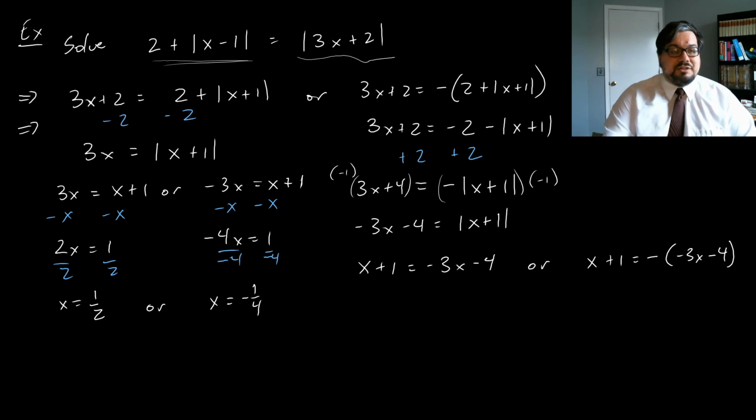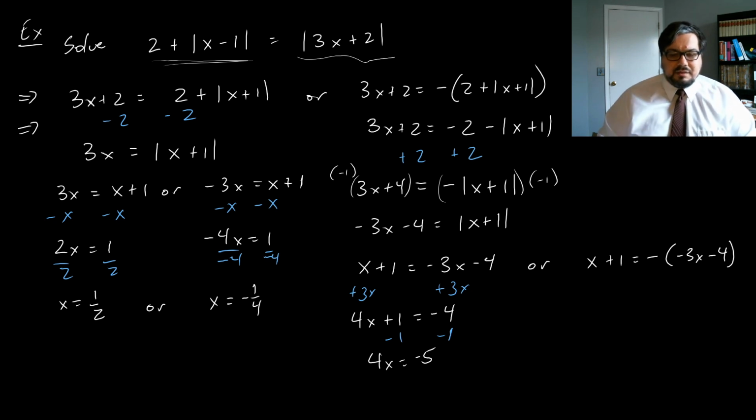So we can solve each of these again. You can see that this process takes a little bit. Sorry, not plus 4x, but plus 3x. And we'll get 4x plus 1 is equal to negative 4. We'll subtract 1 from both sides, get 4x equals negative 5. Then divide by 4 and get x is equal to negative 5/4.